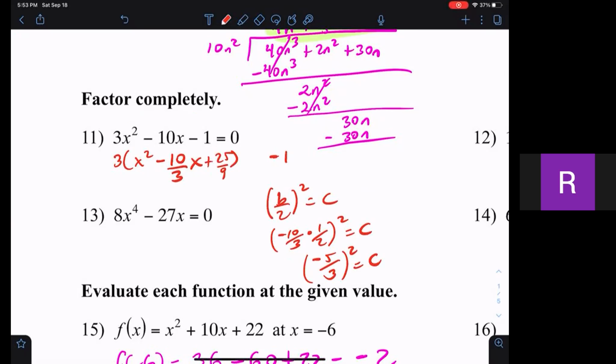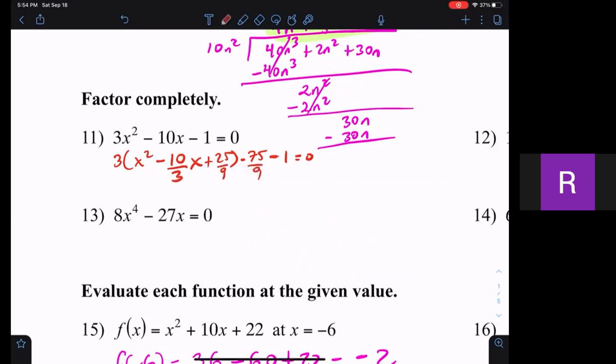Now you need to subtract that by negative 25 over 9. However, you need to multiply by the 3 from the outside, so that's going to be 75 over 9. And this is equal to 0. Okay? I don't know, I cannot find that factor. So this is going to be x minus 5 over 3 squared. Okay? And then this is going to be negative 75 over 9 minus 9 over 9, which is 0. So this is going to be 3 times x minus 5 thirds to the second power.